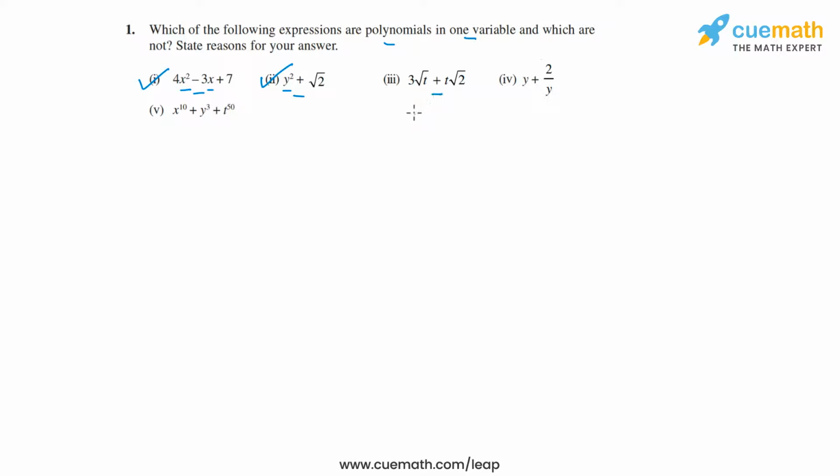Now in option 3 the variable is t, and in the expression we have this term root t where the power of t is a non-integer. So option 3 is not a polynomial.